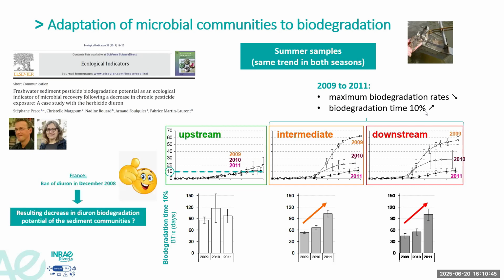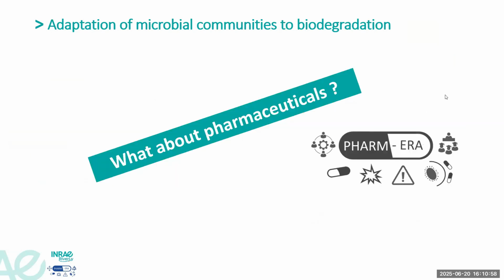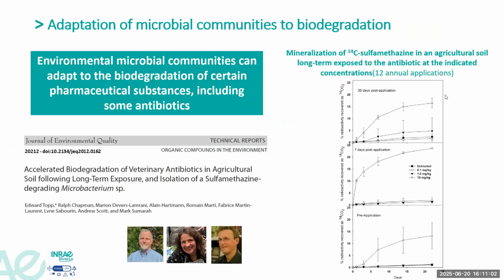So clearly, based on the previous question, the ban of diuron led to the decrease in diuron concentration in the river, which led to the decrease in diuron biodegradation potential in the sediments. And again, what about pharmaceuticals?